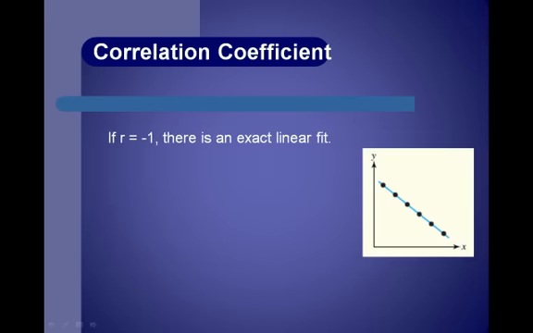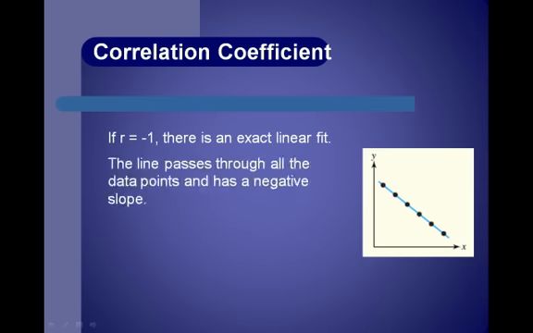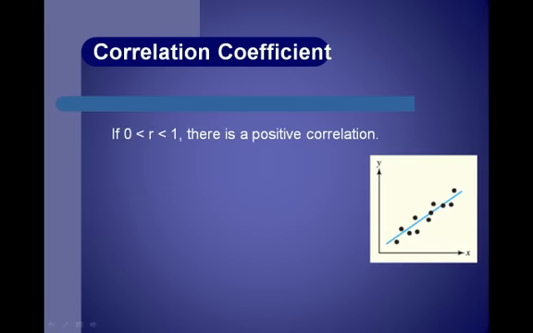If r is equal to -1, there is an exact linear fit, as you can see in the picture. The line passes through all the data points, but this time the line has a negative slope. The correlation coefficient must be between 1 and -1.